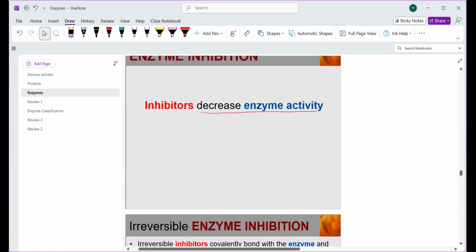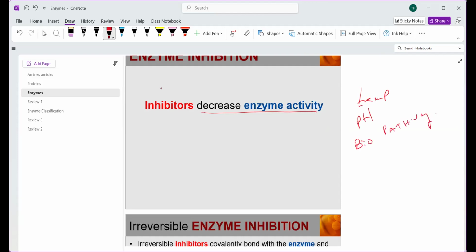Okay, so there are two kinds of things that will affect the enzyme activity. Inhibitors is one of them. Inhibitors decrease enzyme activity. So one inhibitor could be temperature, another could be pH, and the other could be a biochemical pathway. These would all inhibit the enzyme's efficiency or activity.